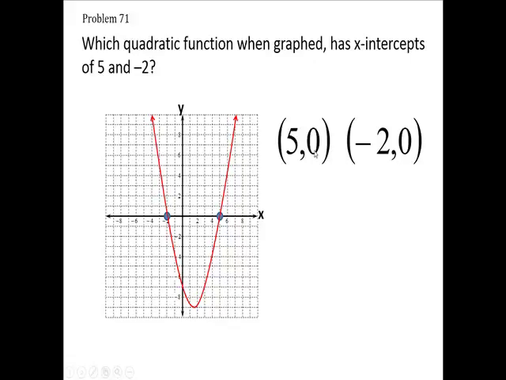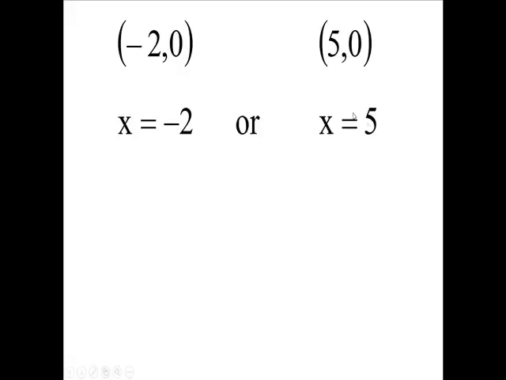That's what we mean by x-intercepts: two points that lie on the x-axis, and that's where the quadratic function crosses the x-axis, at these two points. Now for the point (-2, 0) and the point (5, 0), we're saying either x is -2 or x is 5. So we have two equations now.